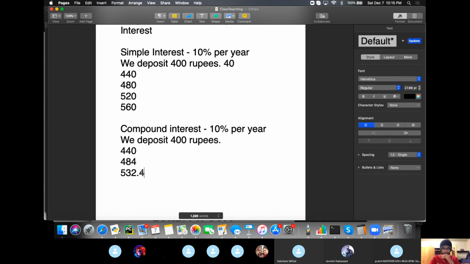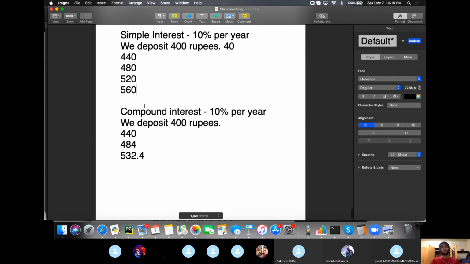Like this, and then 10% of this. That is the difference. So there are formulas to calculate this. If somebody tells you what is the money after 100 years, you don't go on and on doing it for 100 years. It's a very lengthy procedure. So there is a formula for it.